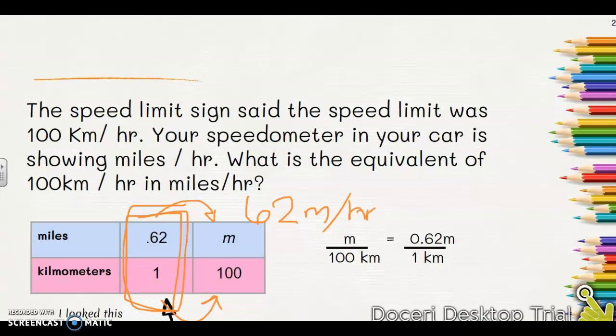You can also use your proportion that I set up here, where you have the miles over 100 kilometers is equivalent to 62/100 over 1 kilometer. It's going to do the same thing where you just have to multiply both of them times 100. It's just set up a little differently. You can use either a proportion or you can use your ratio table.